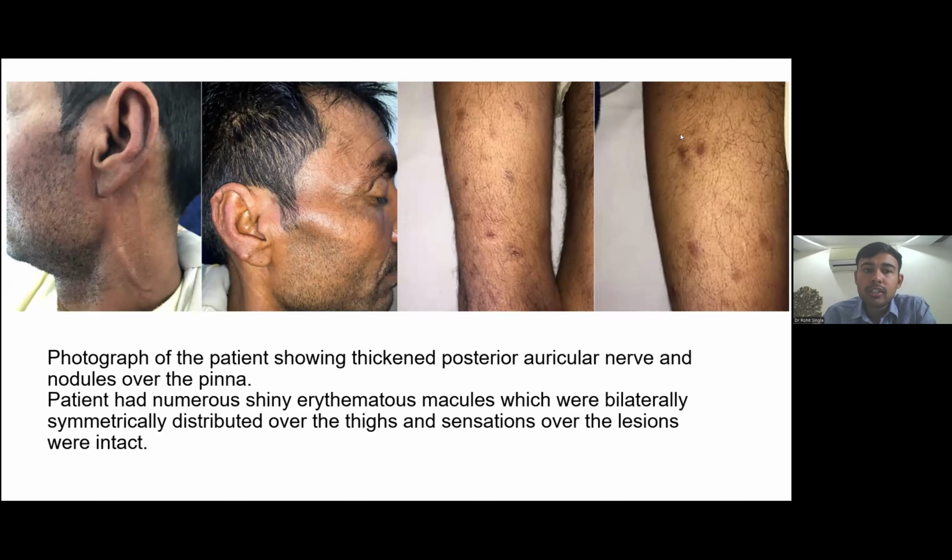His posterior auricular nerve was thickened and very much visible on both sides, which is shown in the picture also. And when the lesions of erythema nodosum leprosum healed, they left behind post-inflammatory hyperpigmentation over the legs, which is visible in the third photograph.